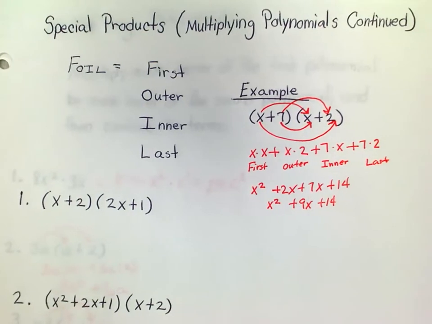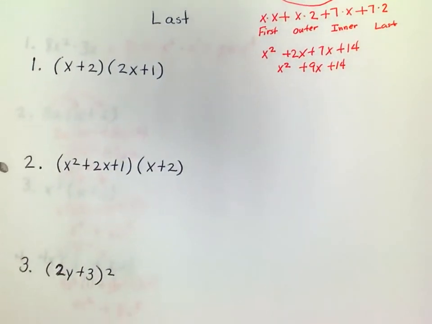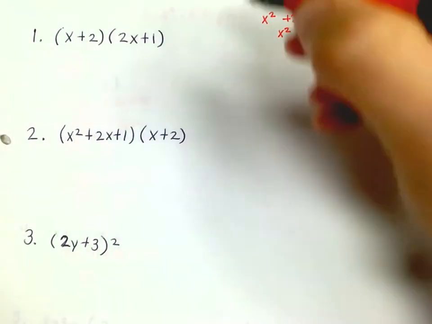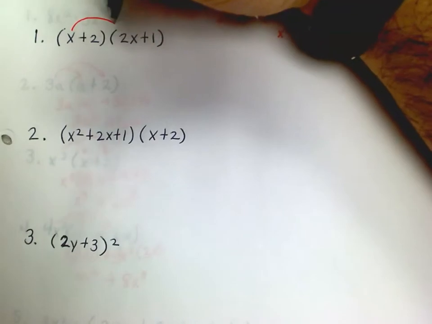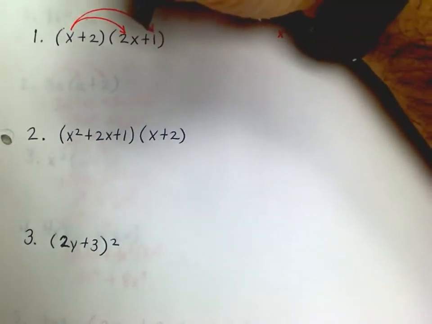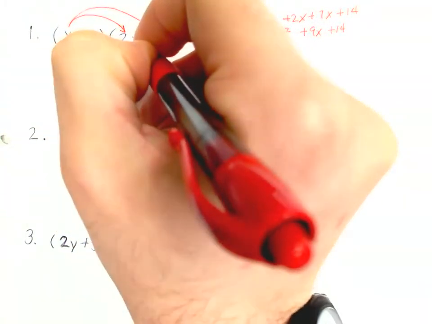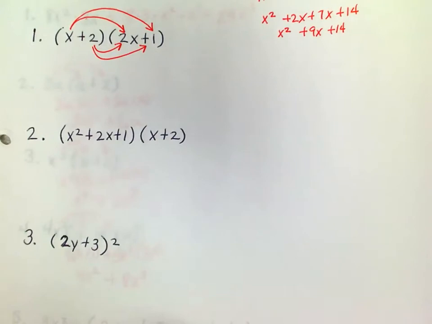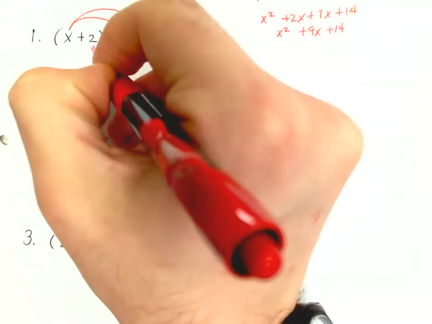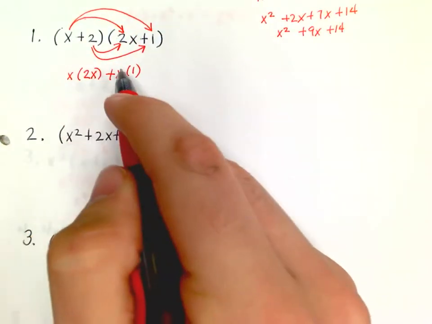So let's look at number 1 now that we have an example. So number 1, let's use the FOIL method. Let's first distribute the x to everything in the parentheses, and then we'll distribute the 2 to everything in the parentheses. So to do that, we say x times 2x plus x times 1. That's going to get our first and outer part of FOIL.